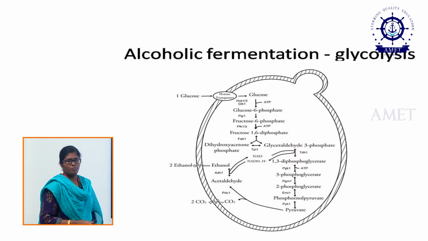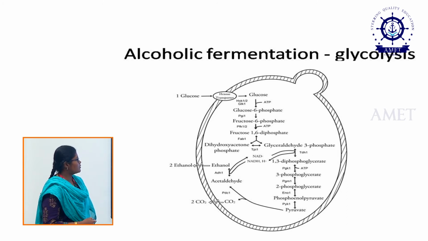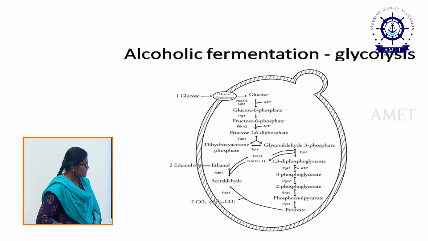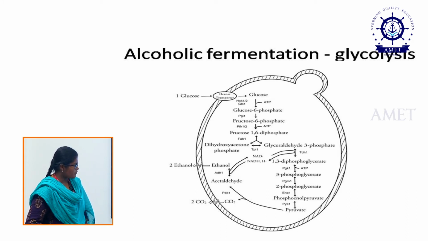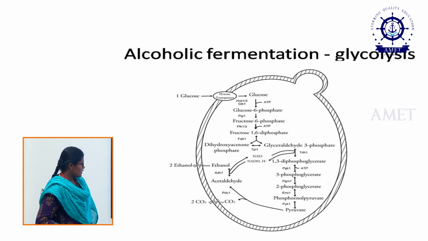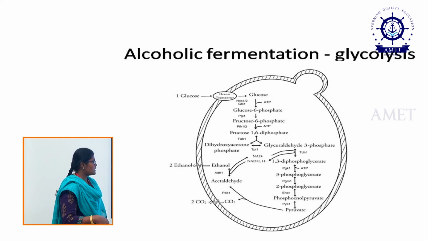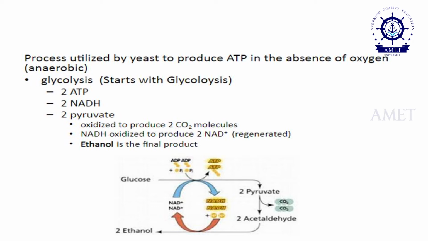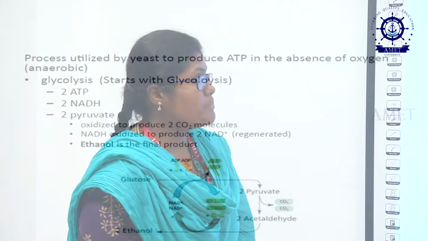Glycolysis is the most important step for the formation of ethanol. Here the glucose undergoes various stages and ultimately pyruvate is formed. Once the pyruvate is formed, it undergoes a reaction where acetaldehyde is formed, and this acetaldehyde lets out carbon dioxide and ethanol is released. Next, on the next slide, we are going to talk about the process utilized by yeast to produce ATP in the absence of oxygen, that is, anaerobic conditions.